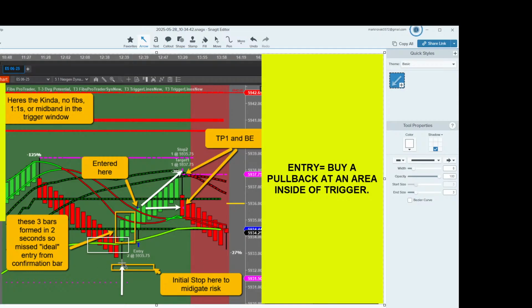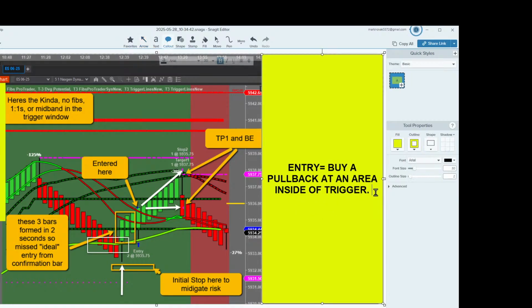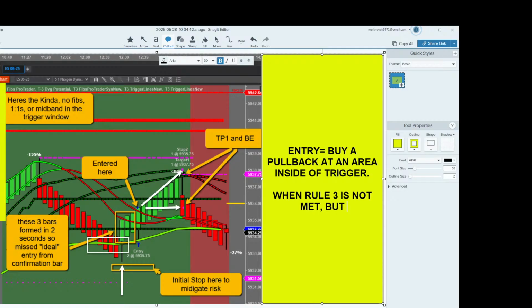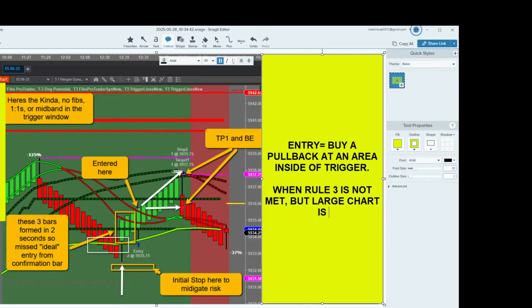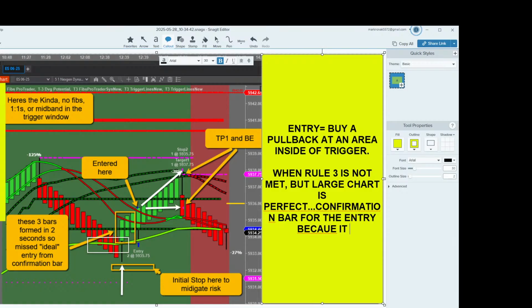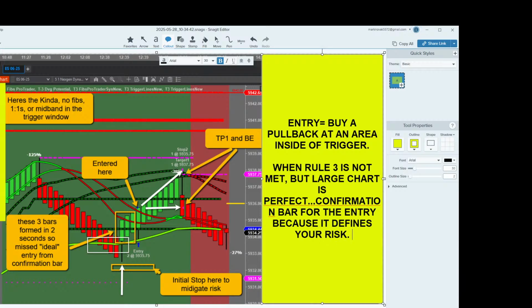And this is one of the lessons that we talked about yesterday, where he goes, well, I guess that's just not my trade. I said, well, here's one way you can work through it and make it happen. And I think you did it wonderfully. When rule 3 is not met, but large chart is perfect, confirmation bar for the entry, because it defines your risk. And you did it perfect, Better Dad. It was awesome, awesome.